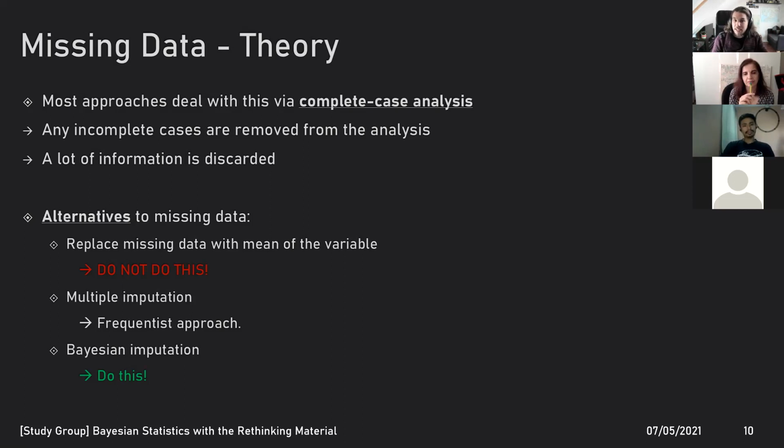Most models and most analyses only deal with missing data in the sense that they're just removing any incomplete cases. In R speak, that's the na.omit function that is called on the data frame object, where you just get rid of every row that has an NA in it.